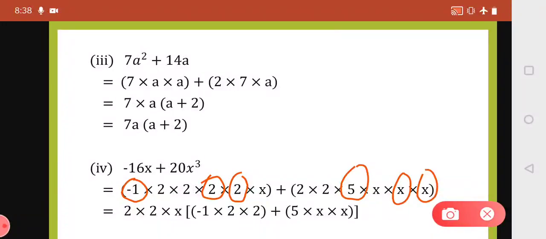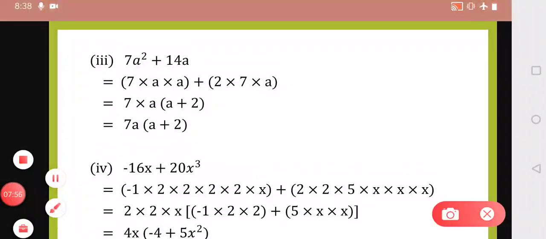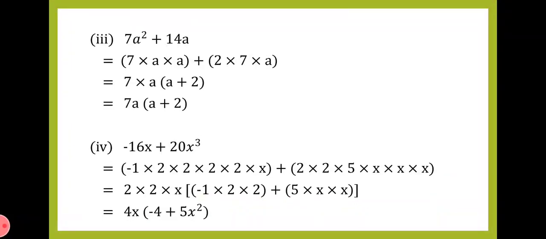For solving we will get equal to 4x into minus 4 plus 5x square, because minus 1 multiplied by 2 multiplied by 2, that is 2 multiplied by minus 1, that is minus 2, and minus 2 multiplied by 2, that is minus 4. Similarly 5 into x, that is 5x square. So we will get 4x into minus 4 plus 5x square. Question number 4.